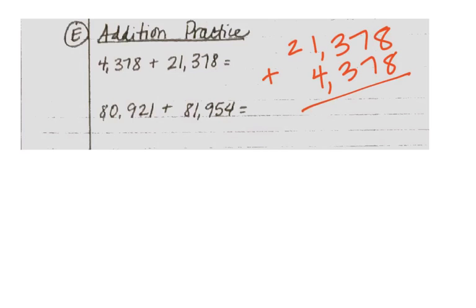Okay, now I'm going to start on the right, and I'm going to add up my 8s. So 8 plus 8 would be 16. I'd carry my 1. 1 plus 7 would be 8. Plus 7 would be 15. I'm going to regroup, carry my 1.